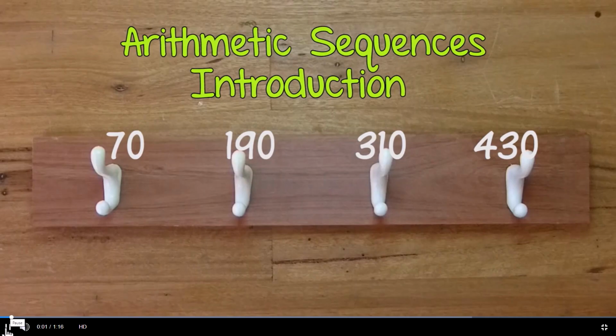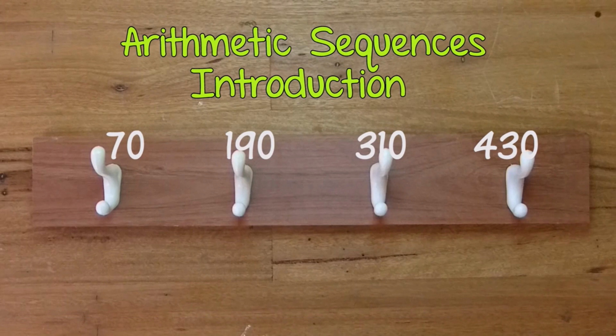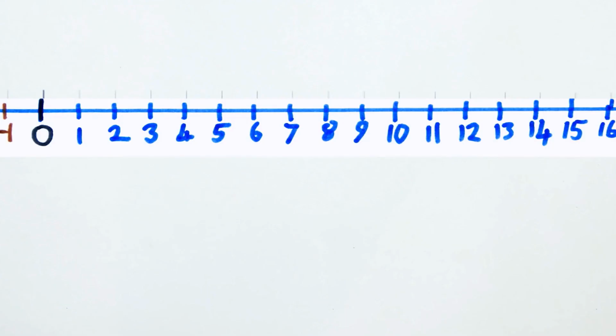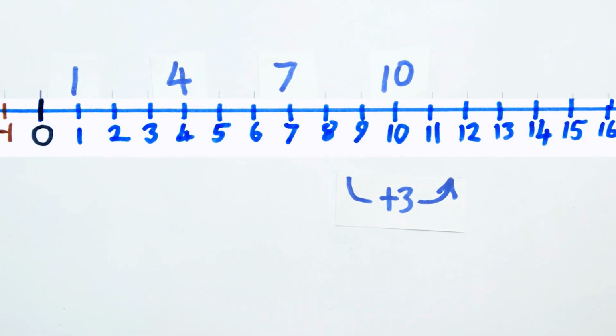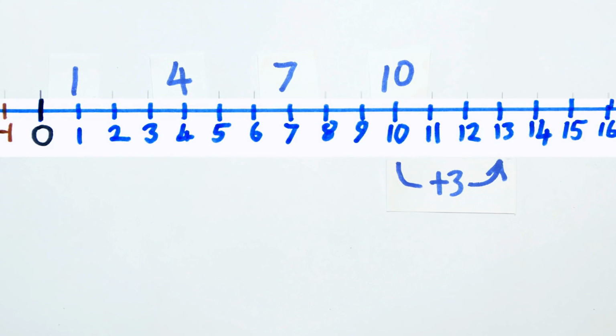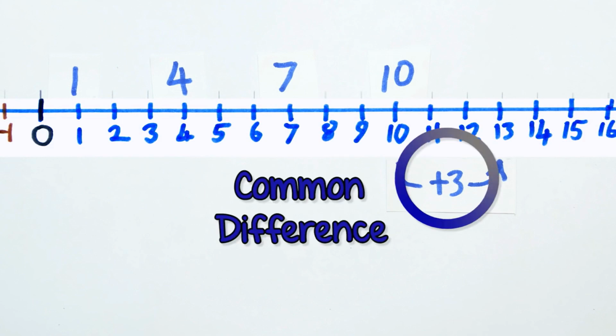Hi, let's learn about arithmetic sequences. An arithmetic sequence is made by adding the same value each time. This sequence starts at 1. Add 3 to get 4. Add 3 again to 7, and then to 10, and so on. The value added each time is the common difference.